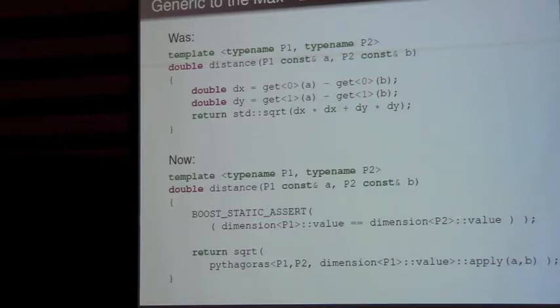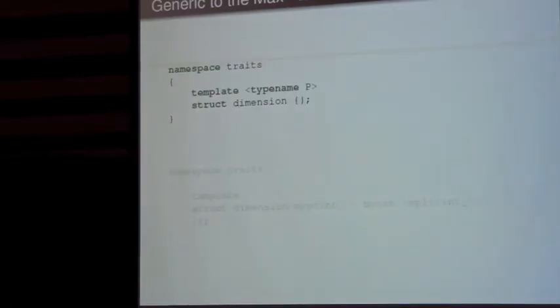Now, whether it's my point or your point, as long as they're the same dimensions, I can calculate the distance. So let's take a look and see what dimension is. It's just a trait, right? So, my point, I'm using this fancy MPL int of 2.